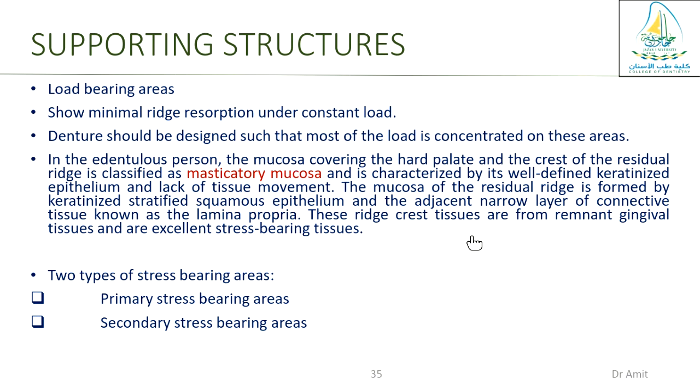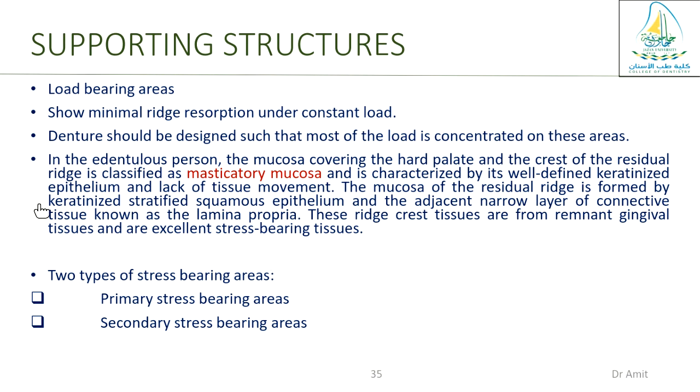Now the mucosa of the residual ridge is formed by keratinized stratified squamous epithelium and the adjacent narrow layer of connective tissue known as the lamina propria, that we have already discussed for the previous structures also. Now these ridge crest tissues are from remnant gingival tissue. So earlier what was there? Earlier we had the teeth and the gingiva in these areas, but now when the teeth and the gingiva are lost, these are the remnants of those tissues, and these are excellent stress bearing tissues. It means no matter how much force is applied to them, these areas are not going to resorb.